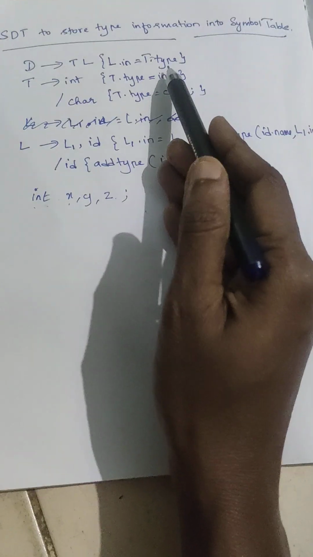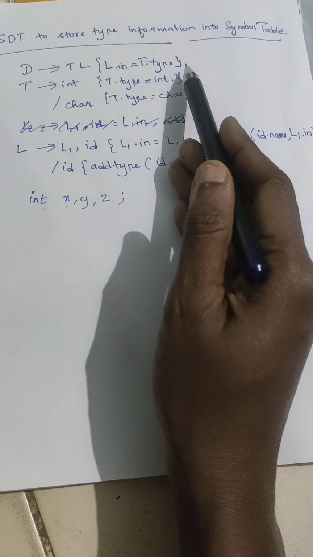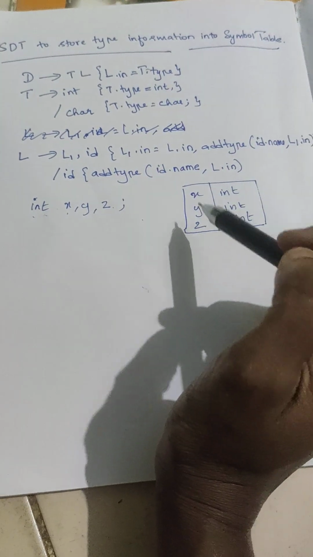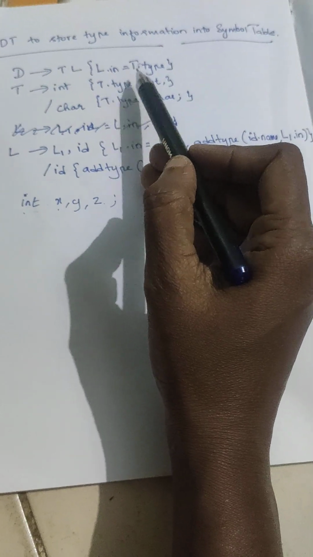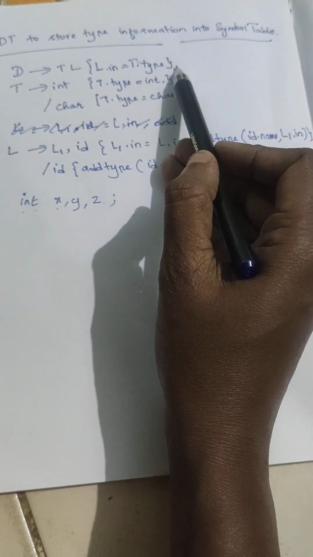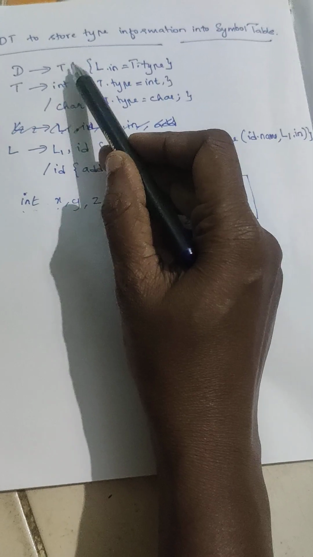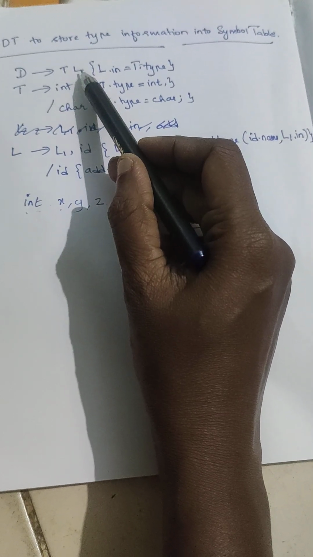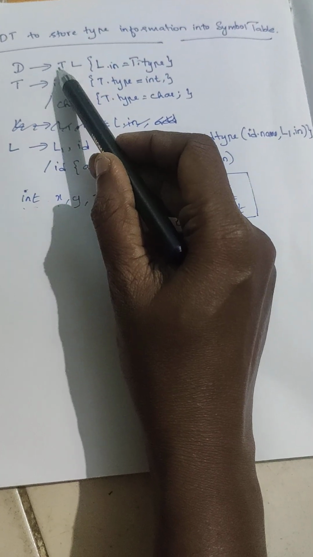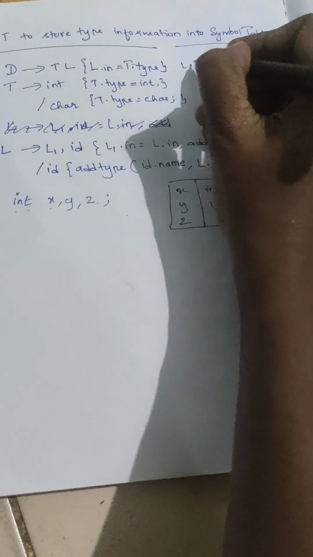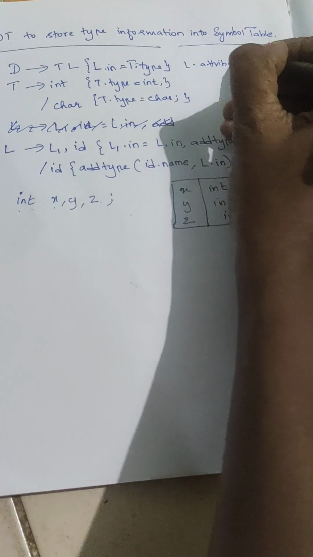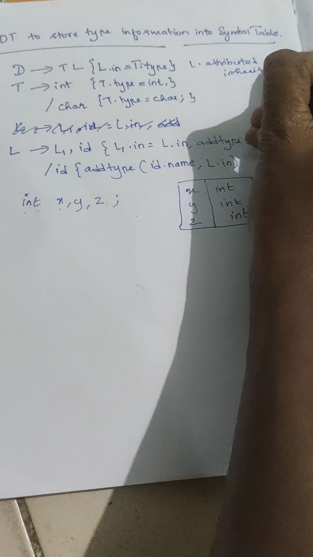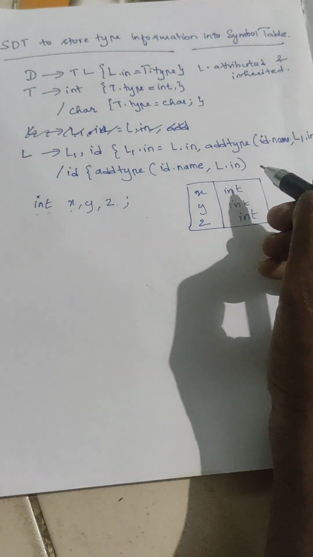So along with that, what we give in the SDT is the thing we have to analyze. First we will check what type of SDT it is. So if you see L dot in equals T dot type, L dot in is at the rightmost end of the given production. It is taking its value from its left sibling. So as you know, it is an L attributed one and inherited. Fine, and it is also inherited, that we have to remember.